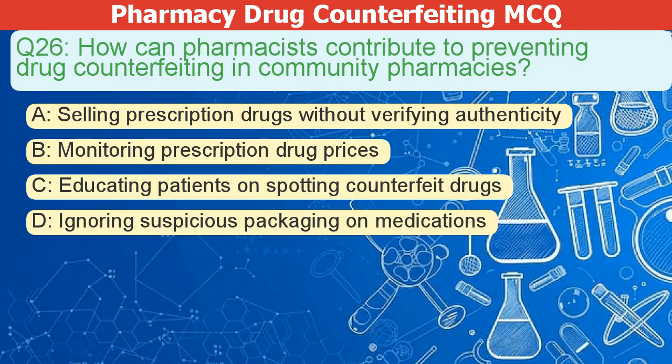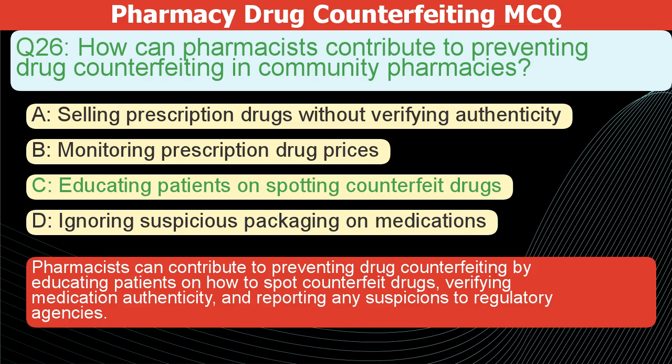How can pharmacists help stop fake drugs in their pharmacies? A. Selling prescriptions without checking if they're real. B. Watching prescription drug prices. C. Teaching patients how to spot fake drugs. D. Ignoring suspicious drug packaging. The correct answer is C. Pharmacists can help prevent drug counterfeiting by educating patients on how to spot fake drugs.